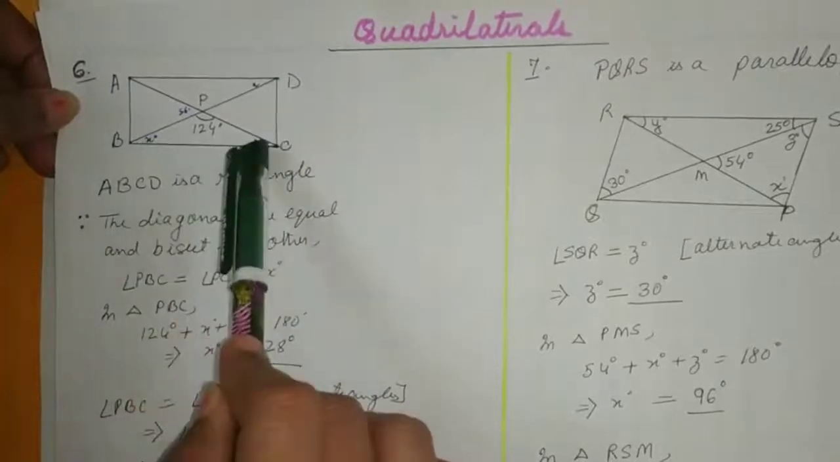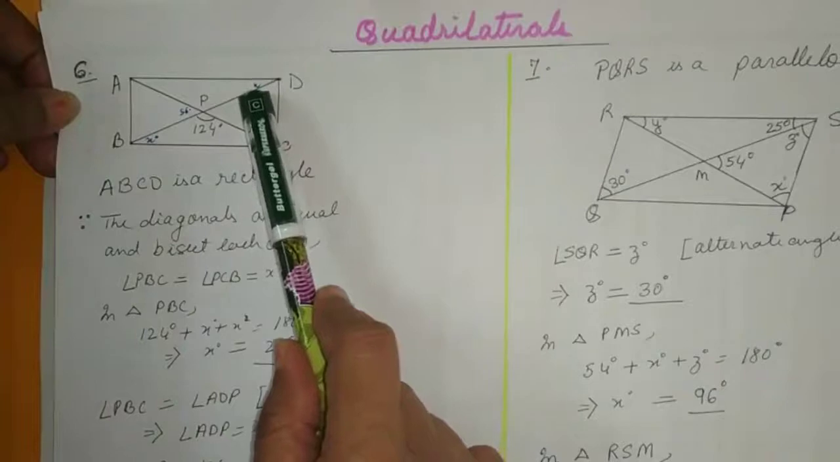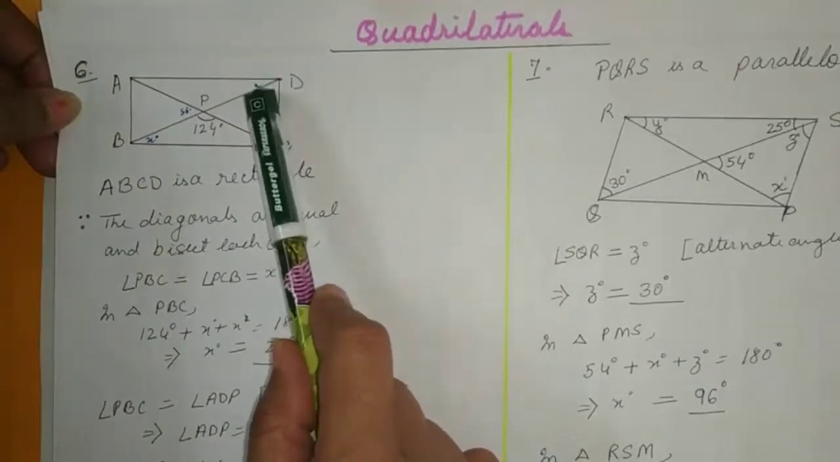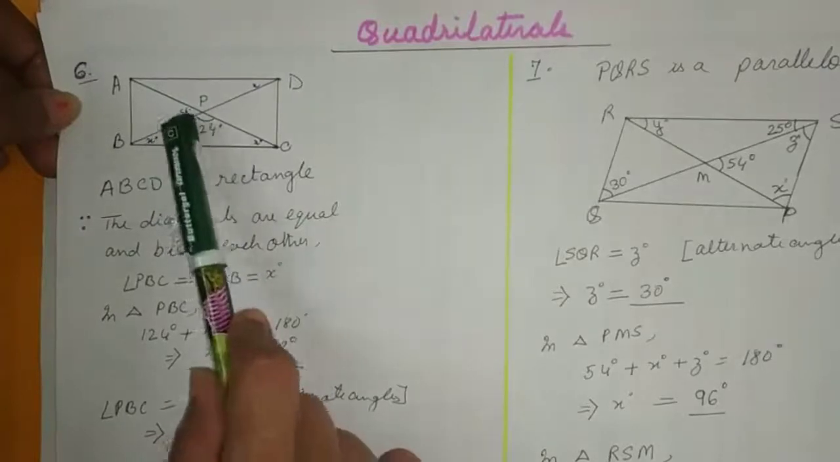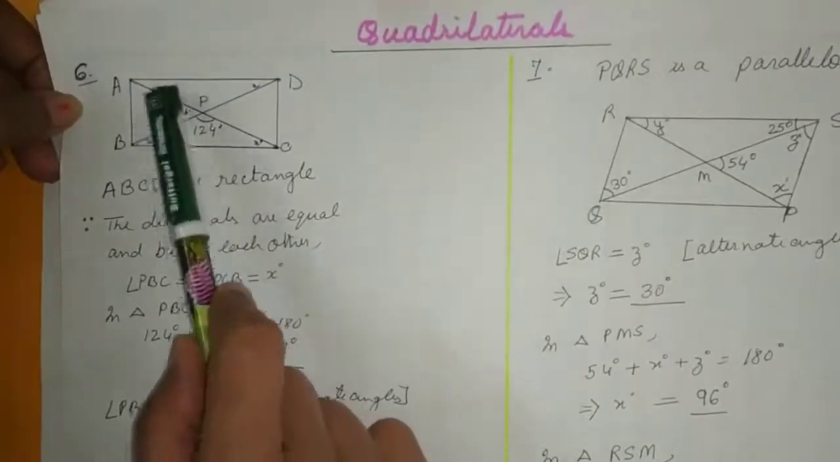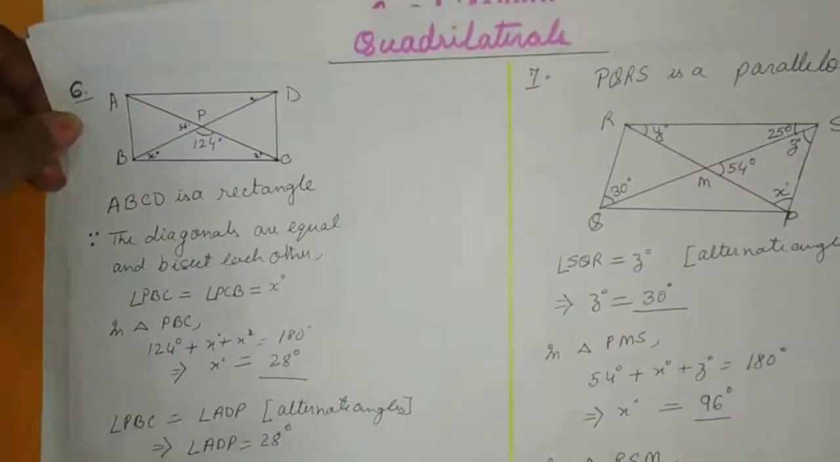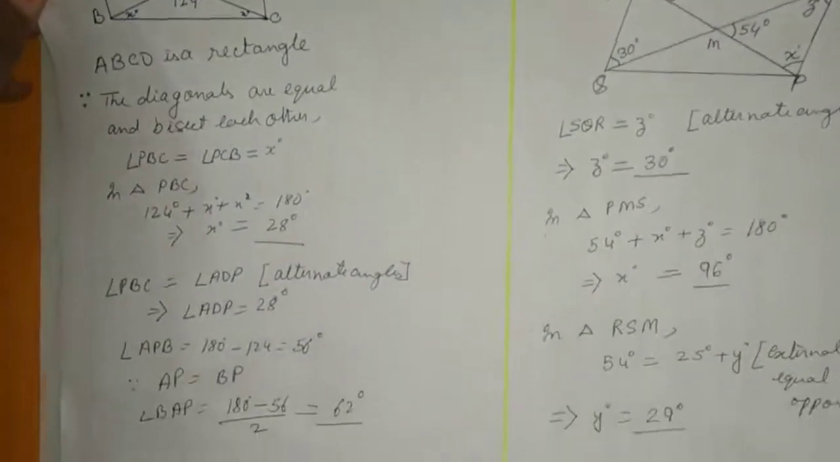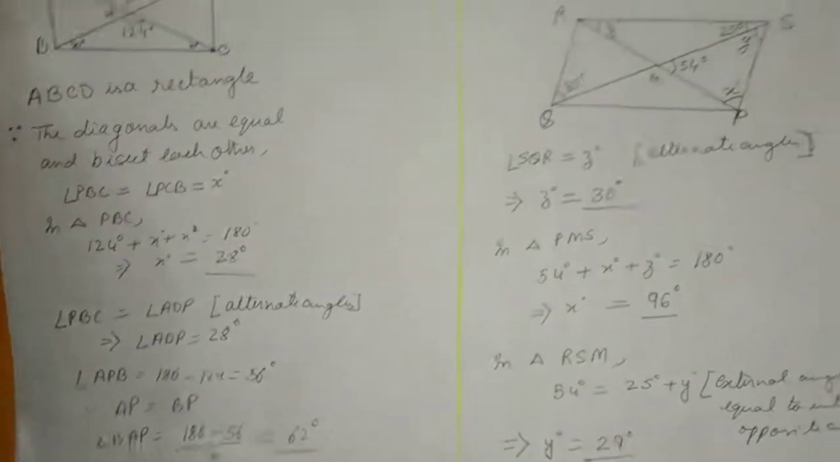So we know this angle and this angle are interior alternate angles. So we know this angle. This is a part of the straight line, so 180 minus this. These two sides are equal, so we know the base angles. So this is one question being solved theoretically.